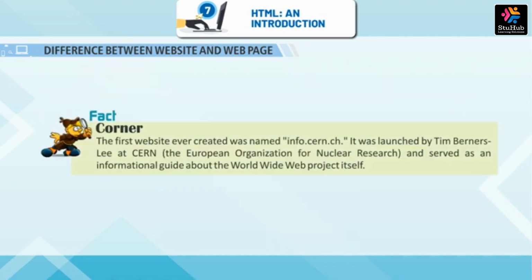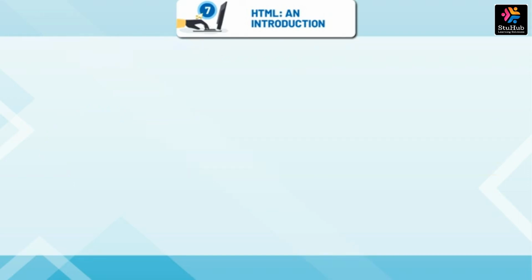Fact Corner. The first website ever created was named info.cern.ch. It was launched by Tim Berners-Lee at CERN, the European Organization for Nuclear Research, and served as an informational guide about the World Wide Web project itself.